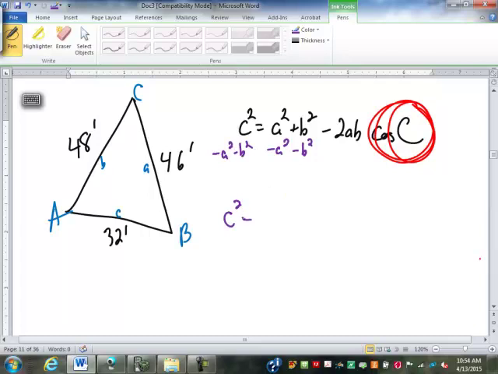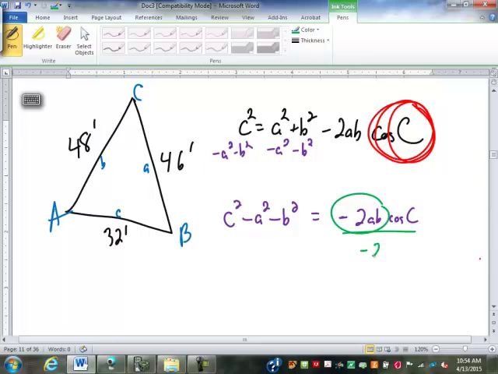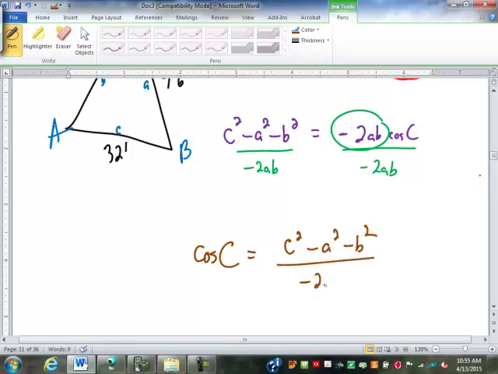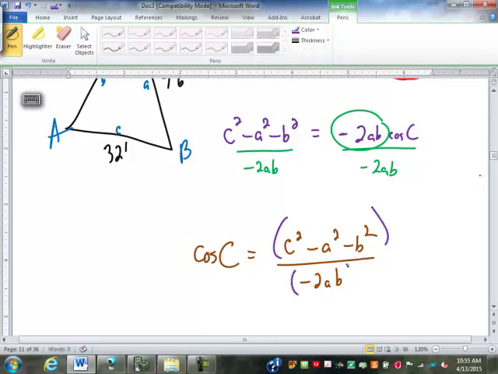So now over here I have c squared minus a squared minus b squared equals negative 2ab cosine c. I'm going to divide by negative 2ab. So what I have here, now that I've solved this, is the cosine of angle C is equal to c squared minus a squared minus b squared over negative 2 times a times b. Now if I'm going to use this in the calculator, there's going to be some parentheses that have to go in. Here and here.